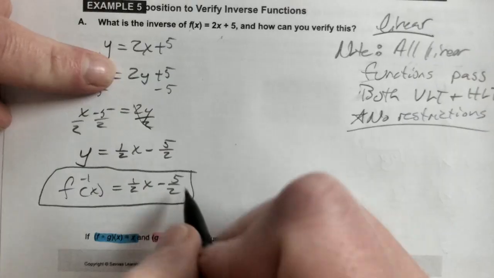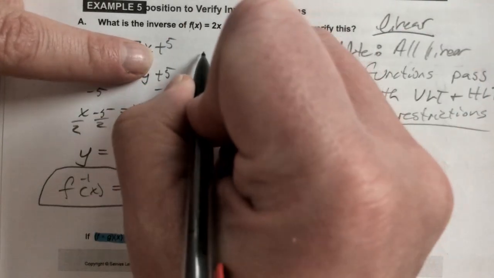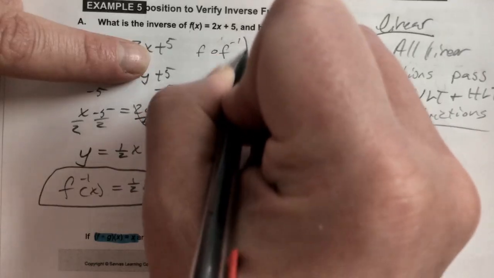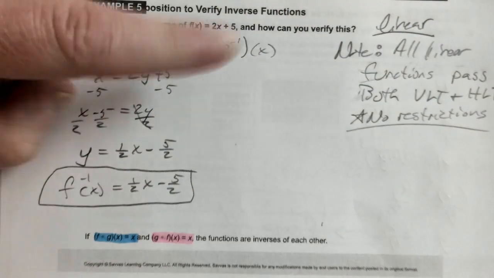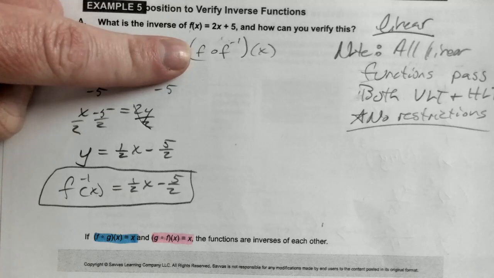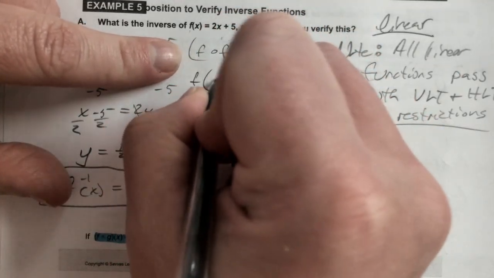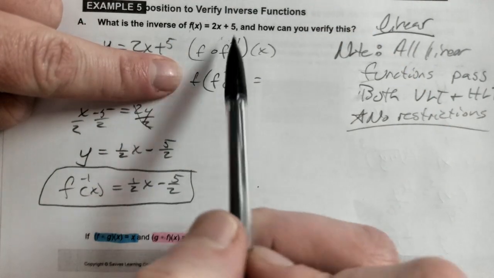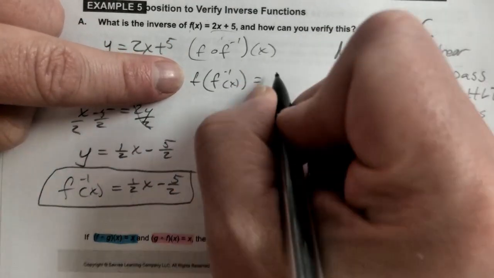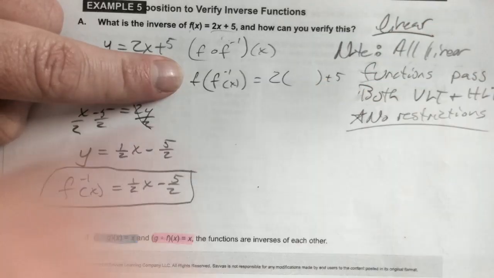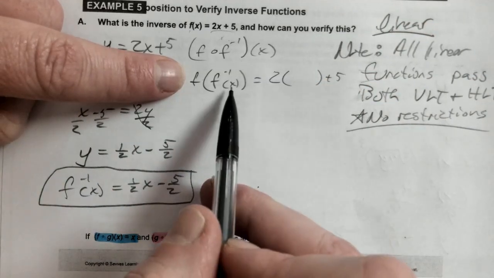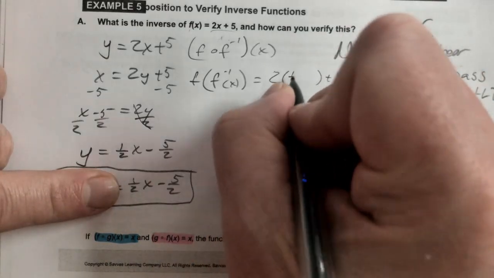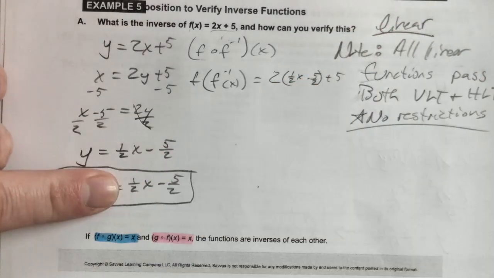So what we're going to do is f composed with f inverse at x. I'm going to do that first. So that's to say f of f inverse of x. The f function is 2x plus 5. So I have 2x plus 5. What's going in for x is the inverse function. Our inverse function is 1/2 x minus 5 halves. So 1/2 x minus 5 halves.